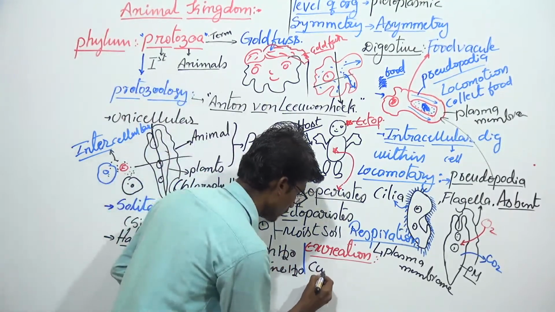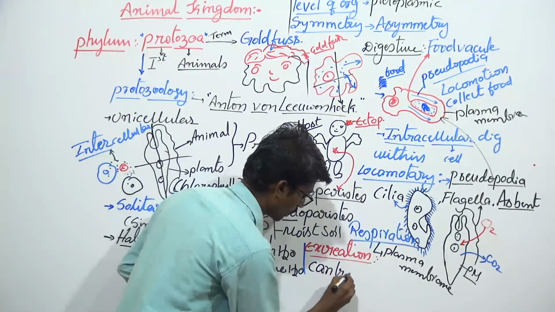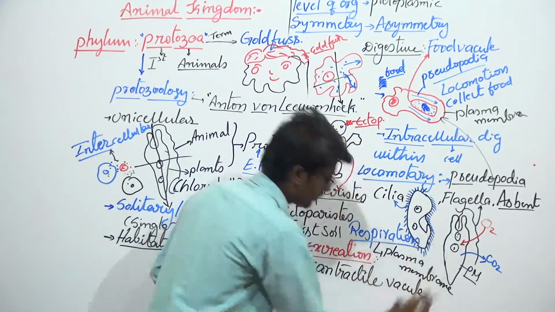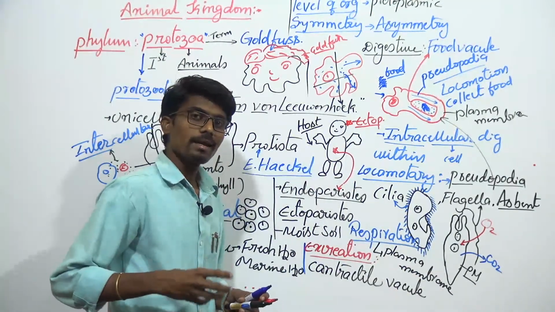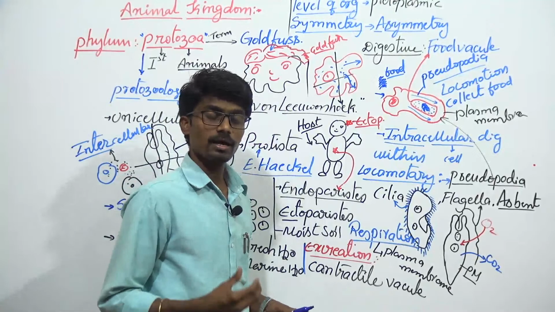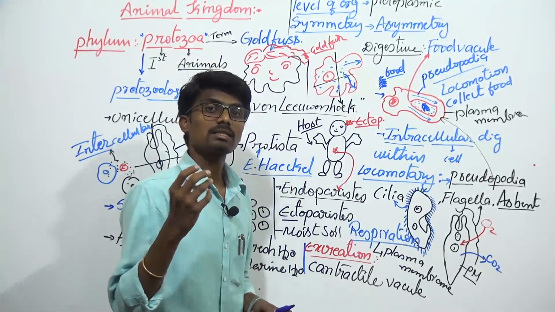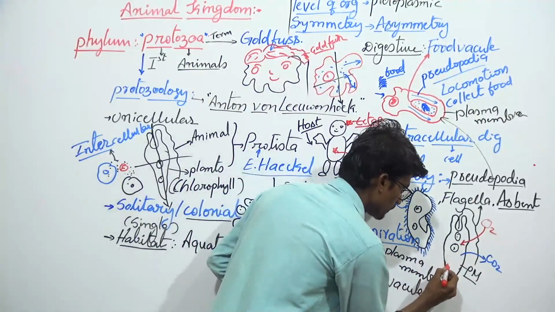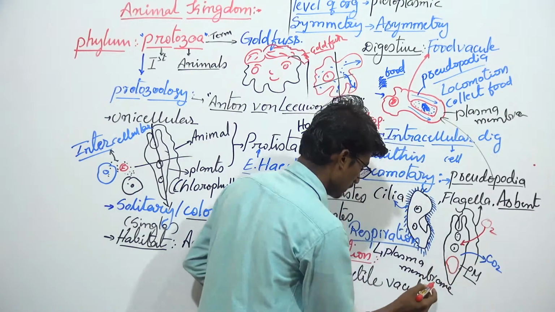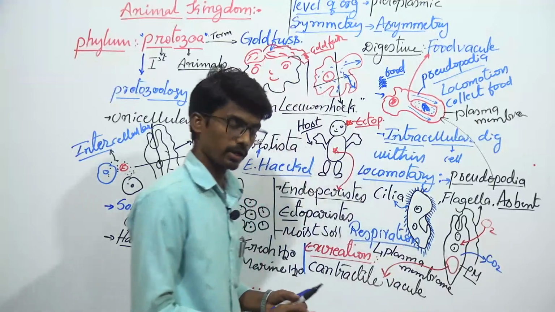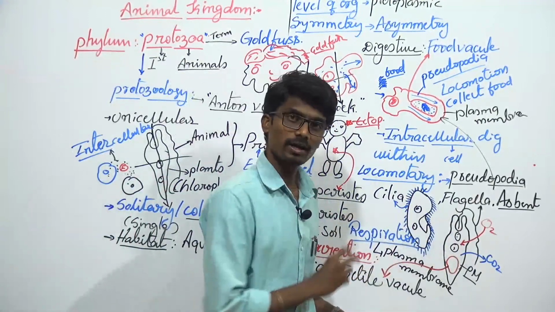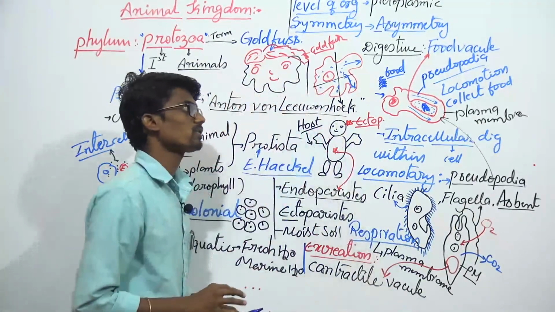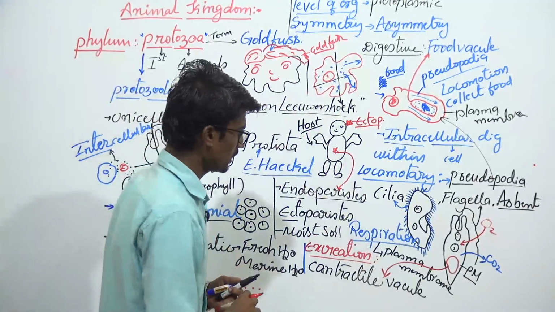With the help of contractile vacuoles, they can remove the nitrogenous waste as well as excess salt content. For example, take this Euglena. It has what? One vacuole, that is the contractile vacuole. If this Euglena or any protozoa has nitrogenous waste, generally these protozoans release the nitrogen waste, that is ammonia.